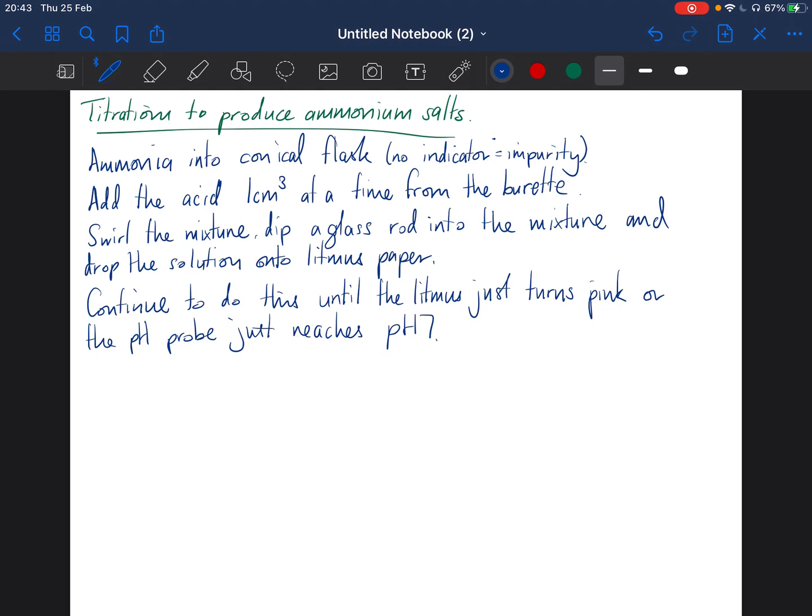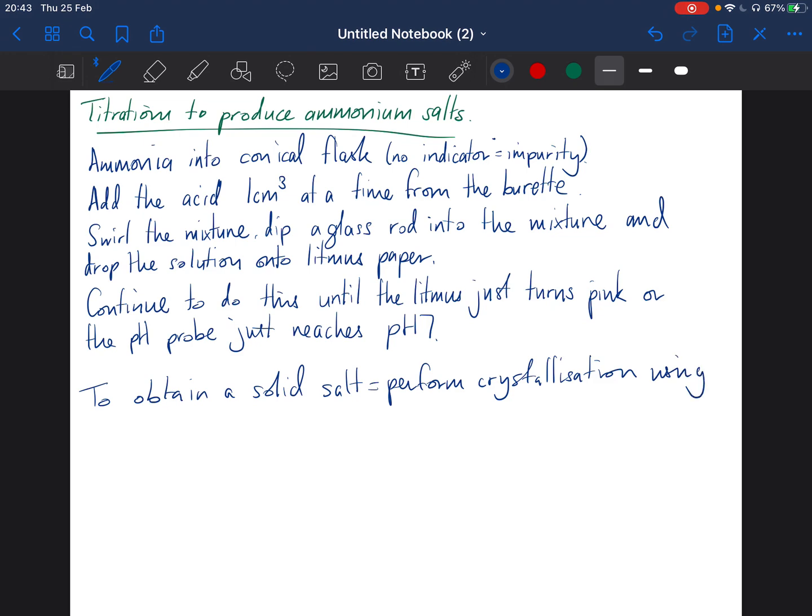and then what you're going to do is aim to get your crystallized salts out of it. So to obtain your solid salt, you're going to perform crystallization using a water bath. Remember, we don't want to use just a naked Bunsen burner flame, because that's going to make it spit and things like that. A water bath will allow for the water in the mixture to evaporate off slowly, which will produce bigger crystals, but will also produce crystals at a safer rate as well. So that's how we produce them in the lab using a titration.